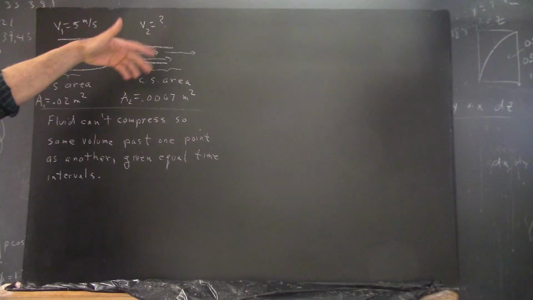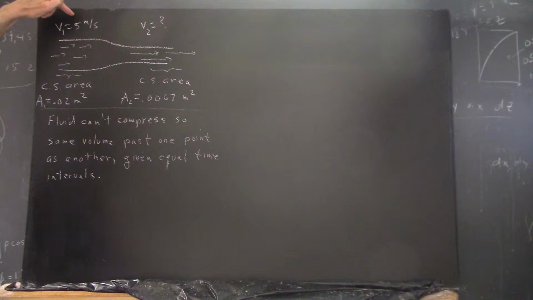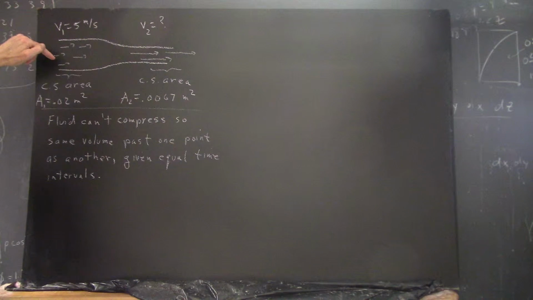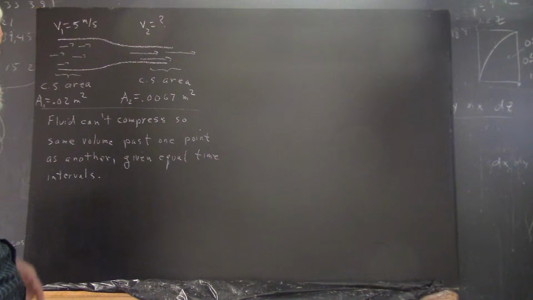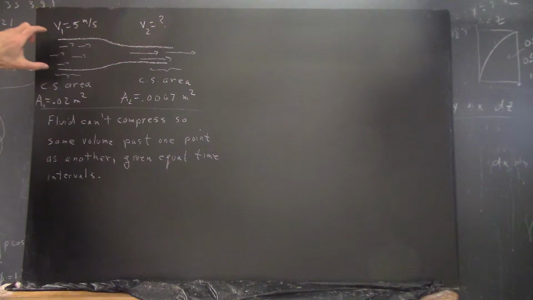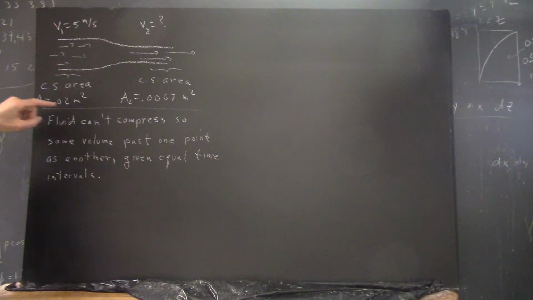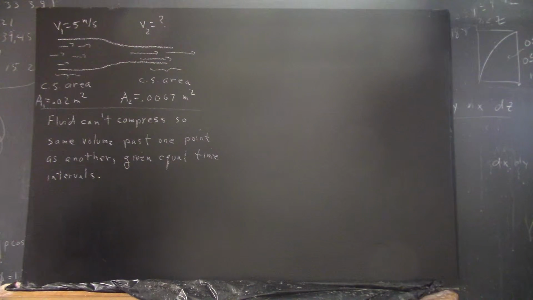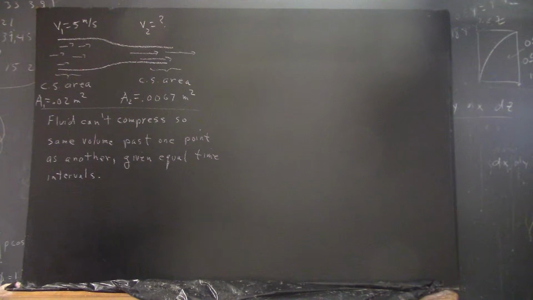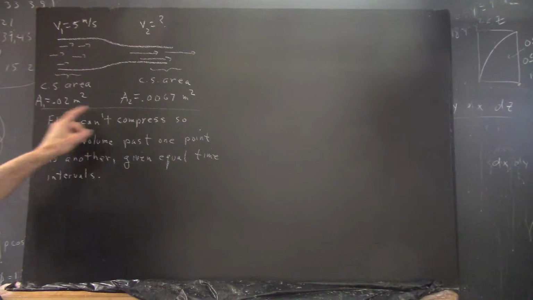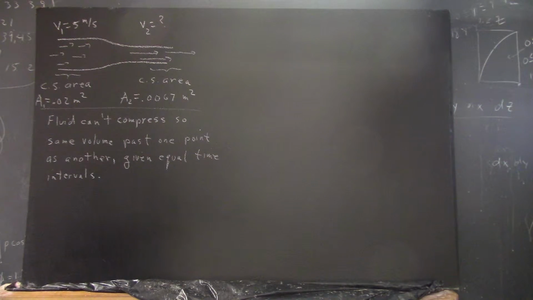Okay, we have a situation where fluid is moving at 5 meters per second in one part of a pipe, and then at some other speed in another part of the pipe. The cross-sectional area at the first point is 0.02 square meters, and at the second point it's 0.0067 square meters. Now that's 1/3 of that, to round off and so forth.